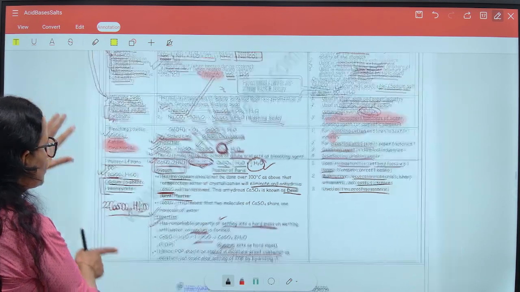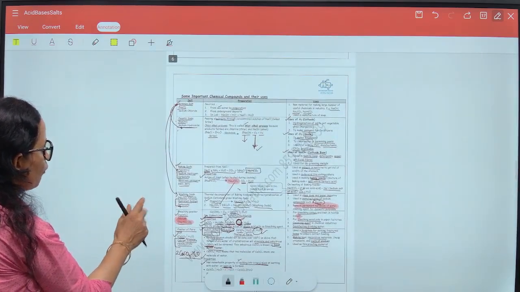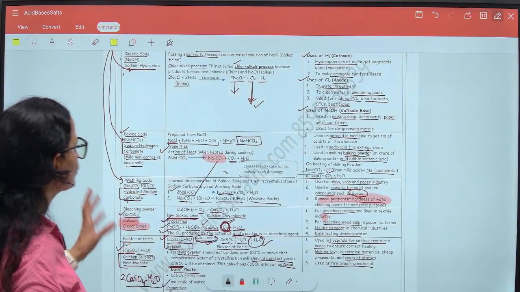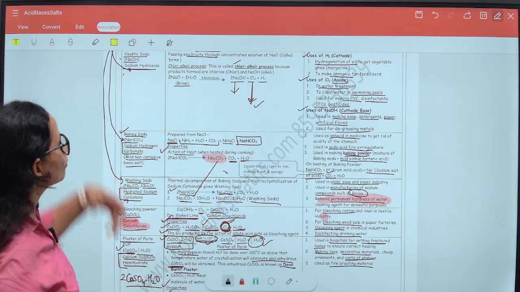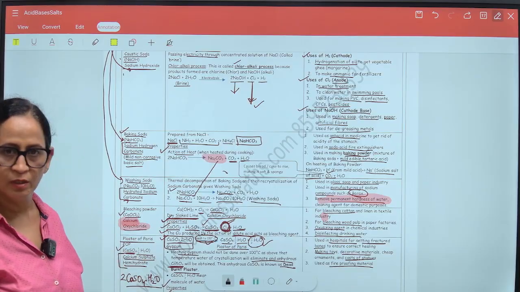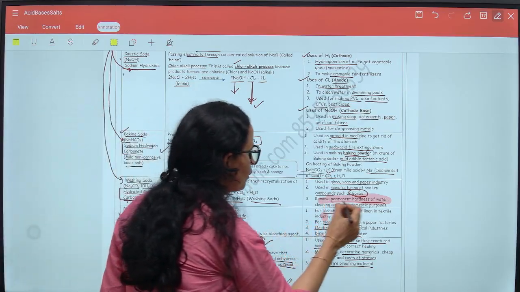So when you are doing revision of salts, please remember to focus on the uses of all these salts. The entire set of questions for salts normally starts from the uses, then it comes to properties, then it also goes to how they were prepared and how they are used. So please learn the uses, especially the important ones.